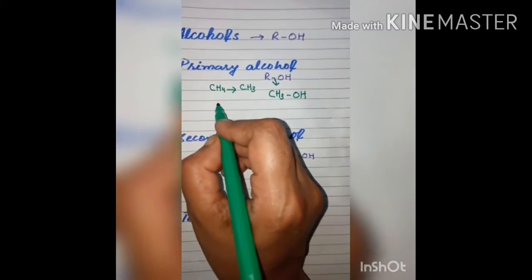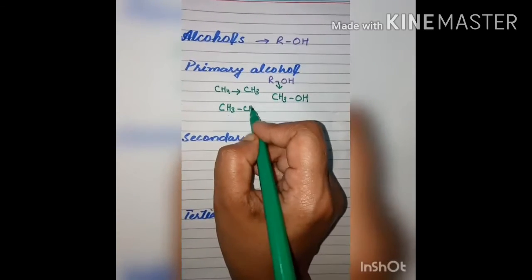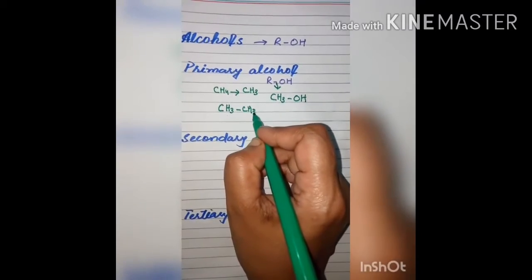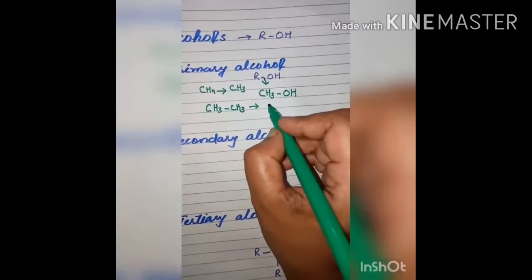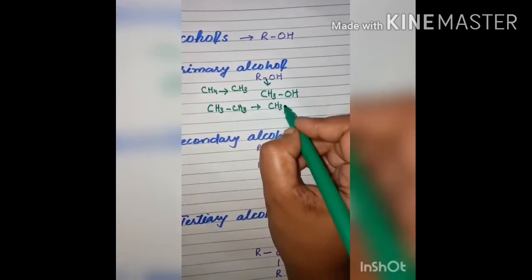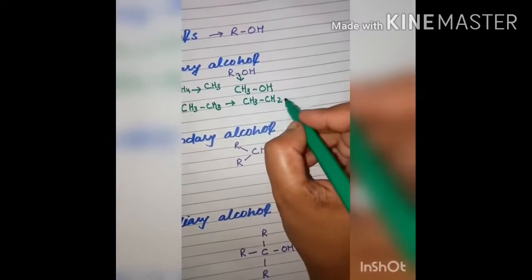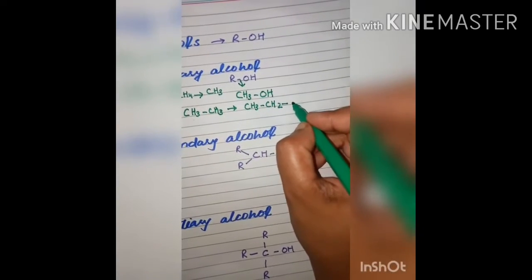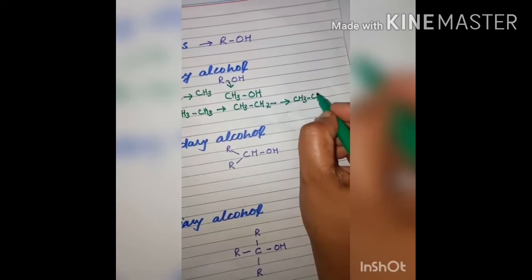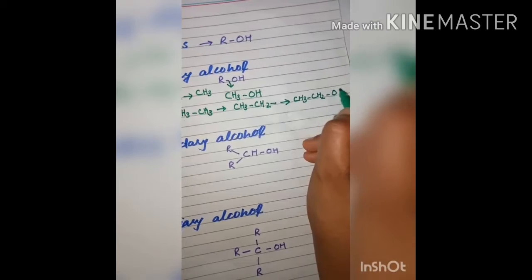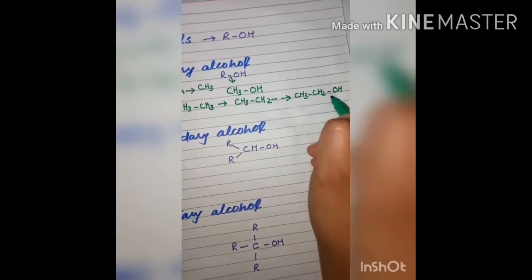Same from ethane, CH3CH3, that is the formula of ethane. The radical which forms after the removal of one hydrogen will be CH3CH2. Now when it attaches with the OH group, what will form? CH3CH2OH. Now it is called ethyl alcohol.